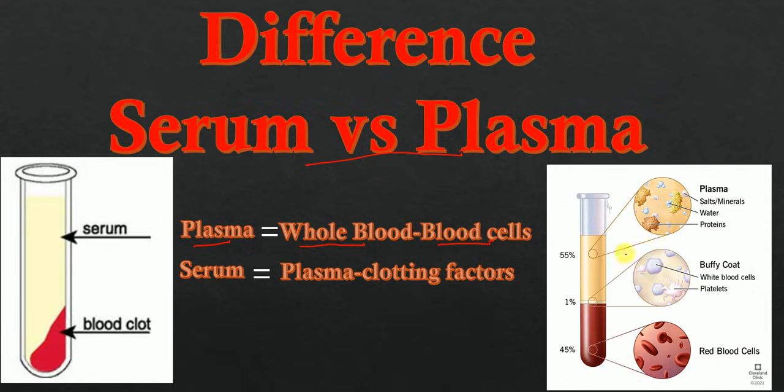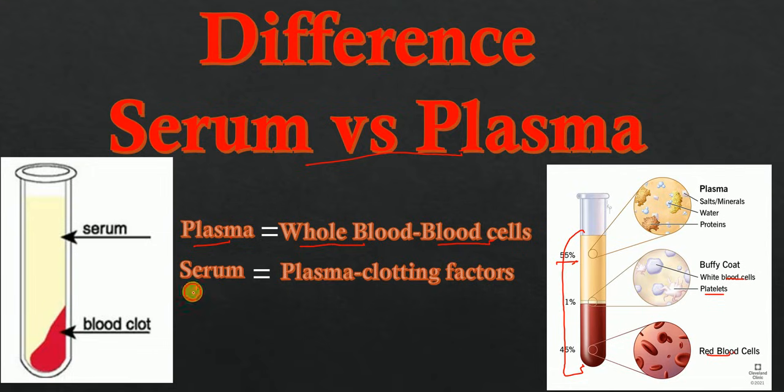So what are the blood cells? Blood cells are white blood cells, platelets, red blood cells. So basically whole blood minus blood cells, that is white blood cells, platelets, and red blood cells, that is called plasma. Plasma is whole blood minus blood cells from the blood. Okay, so this is called plasma. Plasma is the liquid component of the blood and it constitutes about 55%.